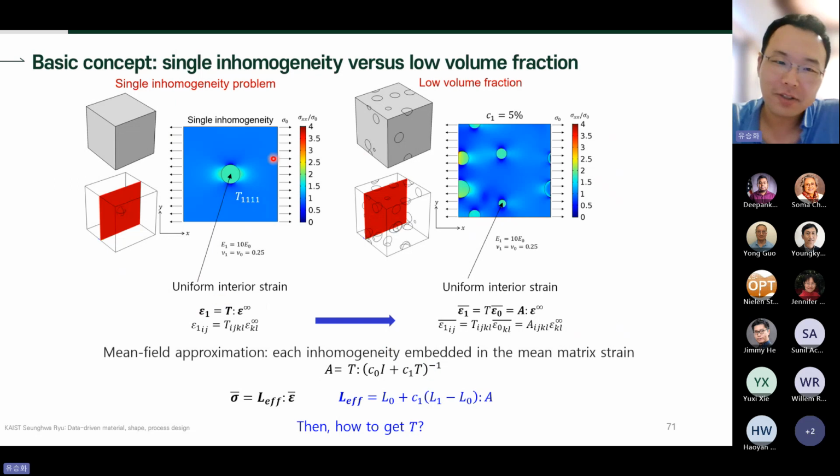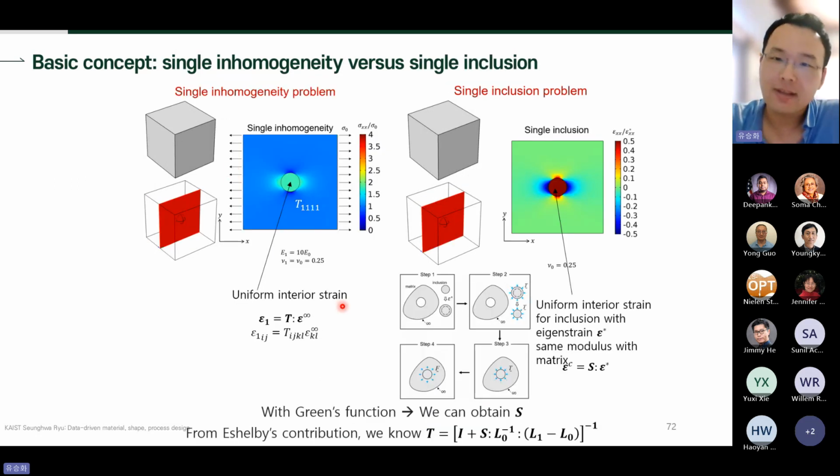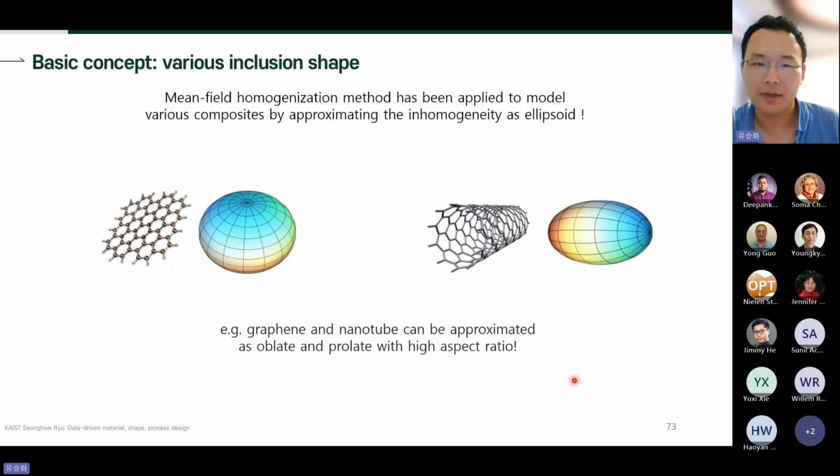The concern is it's not easy to find this T tensor, and there was work by Professor Eshelby many years ago, more than 60 years ago. This T tensor can be obtained by a single inclusion problem with some eigenstrain. And because we are considering the same modulus in the entire domain, we can utilize Green's function and write down T in terms of the shape of the inclusion and the Eshelby tensor. So this is the basics of the theory. And instead of a circular inclusion, if we have graphene or nanowire, we can use oblate or prolate ellipsoid Eshelby tensors.